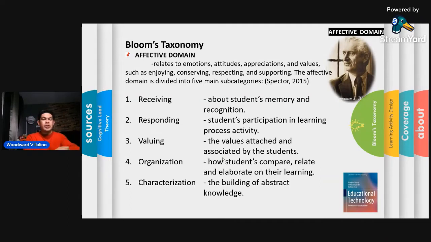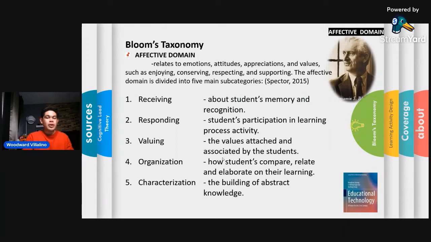So how would the students recognize this? Okay, number 2, responding. Students participate in the learning process activity. They not only attend to a stimulus but also react in some way. So they react, they respond. So when you are having your learning activity, in their participation, how do they react? How do they respond? So it is very important in this subcategory of the affective domain.